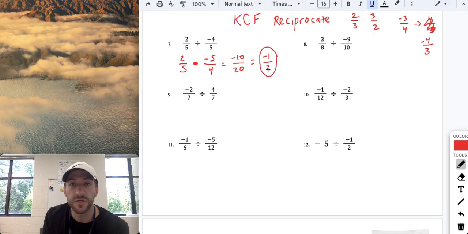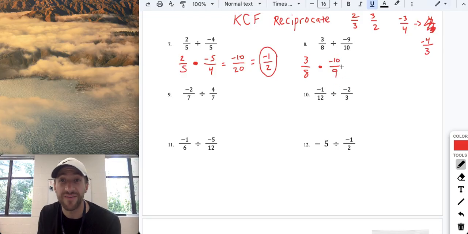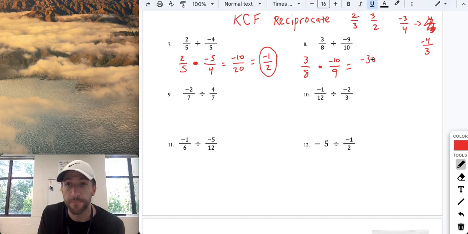Look at the next one. 3/8 divided by negative 9 over 10. I'm going to rewrite it. Keep the first number the same, change division to multiplication, and flip or reciprocate the second fraction. So instead of negative 9 over 10, I'm going to have negative 10 over 9. Now I'm going to multiply the numerators. 3 times negative 10 gives me negative 30. 8 times 9 gives me 72.